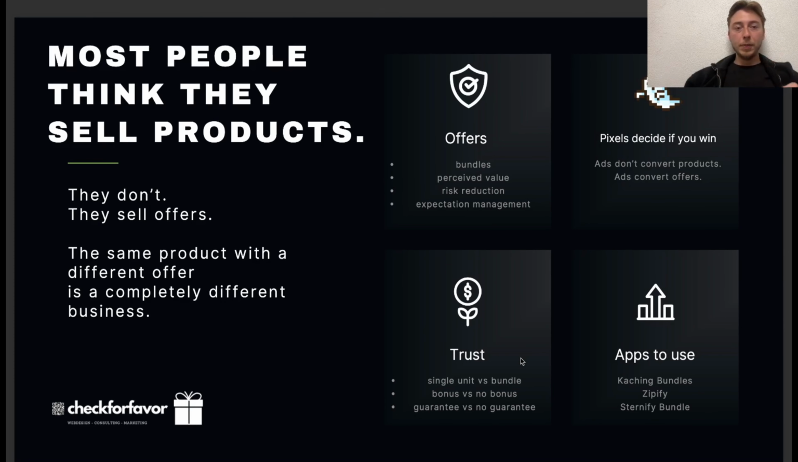Then most people think they sell products, guys, but they don't. They sell offers. The same product with a different offer is a completely different business. What I mean by that is, you can have a different website with the same product as the competitor, and you can get a lot of different results. And it's the same with the creative, with all the small pixels, with all the things you see you run in.